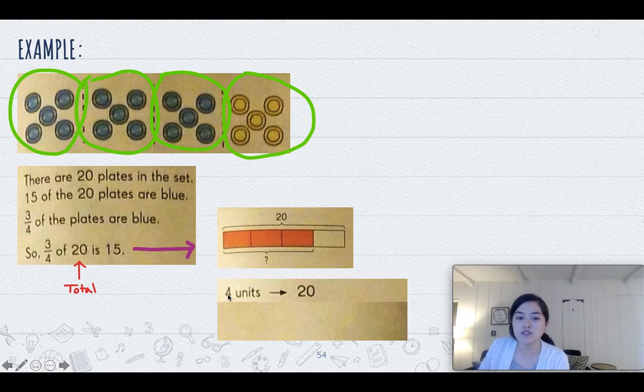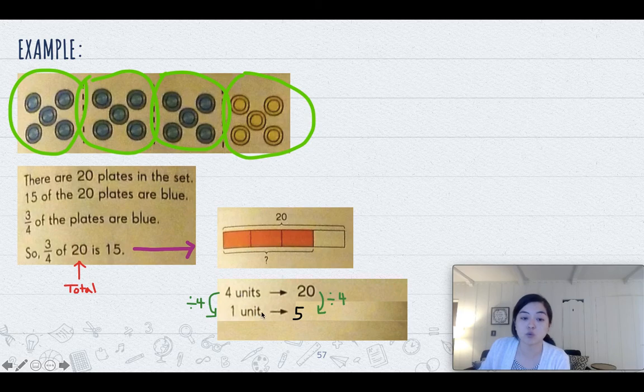Well, to get 4 to be 1, I have to divide it by 4. Okay? So 4 divided by 4 gets me 1 unit. And whatever I do on this side, I have to do it on the other side. So since I divided it by 4 here, I'm going to divide it by 4 here. So 20 divided by 4 gets me what? 20 divided by 4 gets me 5. So 1 unit is 5.